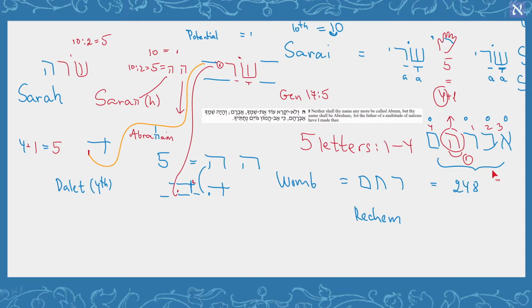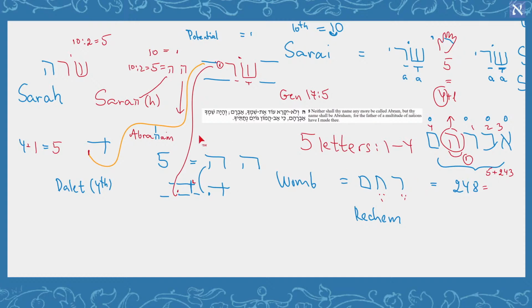Now, we said Sarah was only part of the deal. Abraham is interesting because when we add the letter hey and its value of 5 to the rest of the 4 letters, before the name Abram was 243. But we add the hey, the 5, and we have 248. 248 is the value of the word rechem, which is womb in English.